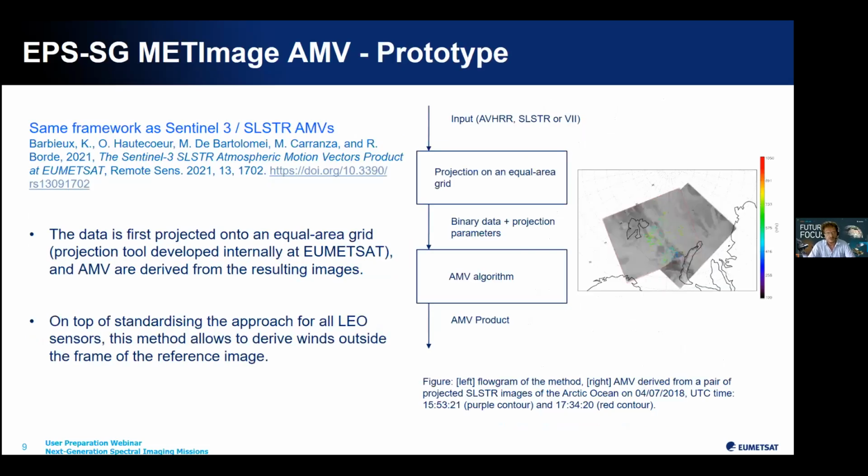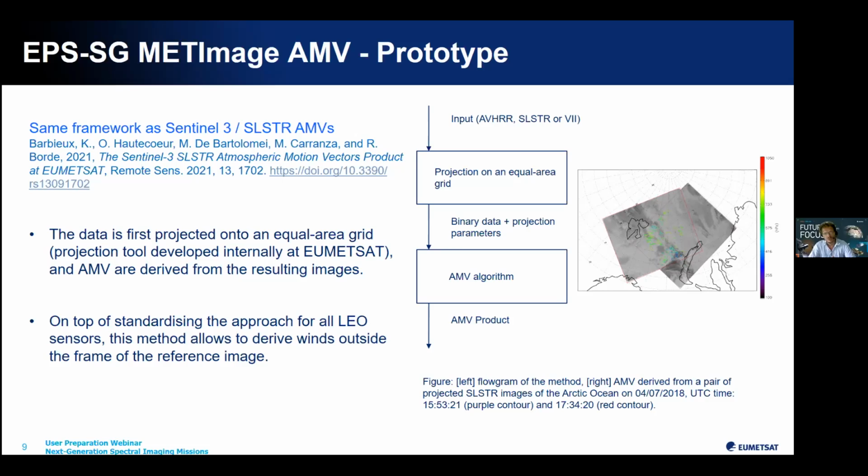The EPS-SG METimage algorithm has been developed using the same framework as the Sentinel-3 SLSTR AMV algorithm recently developed at EUMETSAT. And you can find all the detail of this algorithm in the recent paper published in Remote Sensing earlier this year. The main difference between this new framework and the actual operational AMV framework for AVHRR is that the data are first projected on an equal area grid. The projection tool has been developed internally at EUMETSAT, and the AMVs are derived from the resulting images.